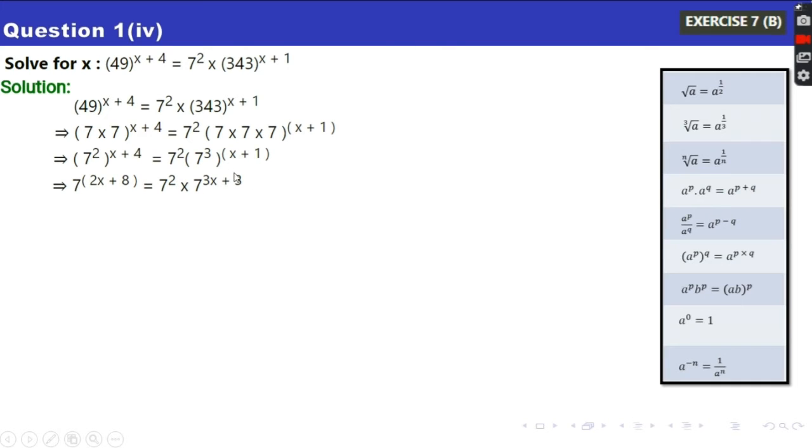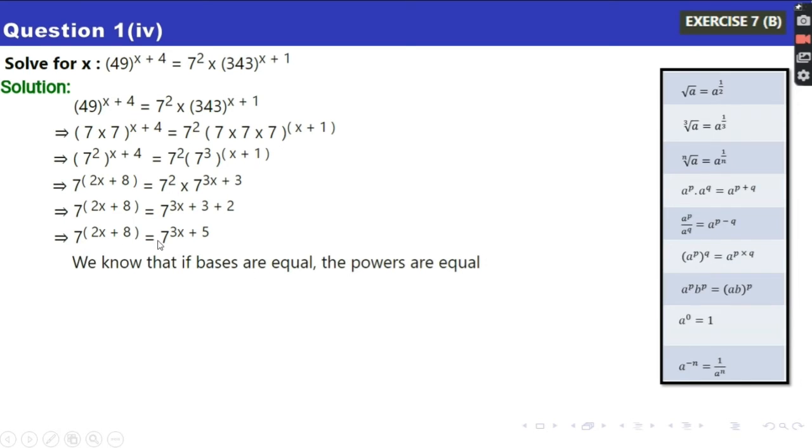Now here I'm going to apply which law? If you look here, I'm going to apply this law, the fourth one. When you apply it, you have to add the powers, isn't it? So p plus q, that is 3x plus 3 plus 2. That's what I have written here. And how much is this? 3 plus 2 is 5. So here also the bases are the same, it is 7 and 7. So we get 2x plus 8 equals 3x plus 5. Solve it and you get the value of x to be 3. So you may pause the video and note down the solution.